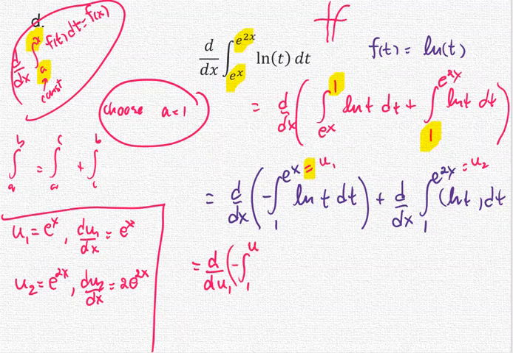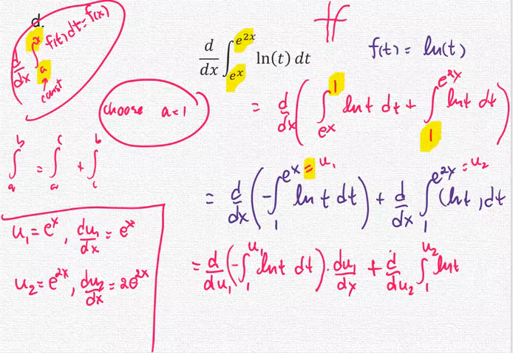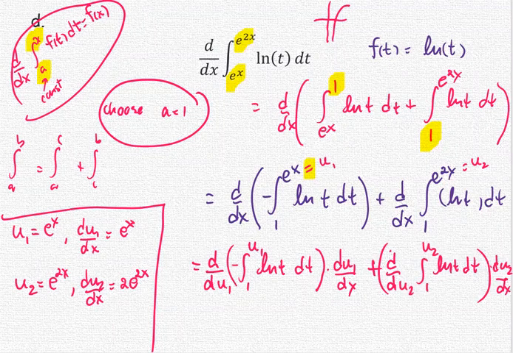This is the integral up until u1 of natural log t with respect to t, and then multiply by the derivative of u1 with respect to x. The second part becomes the derivative with respect to u2 of the integral from 1 to u2 of natural log t with respect to t, and then multiply by the derivative of u2 with respect to x. Just do the double of what we did in the last example.